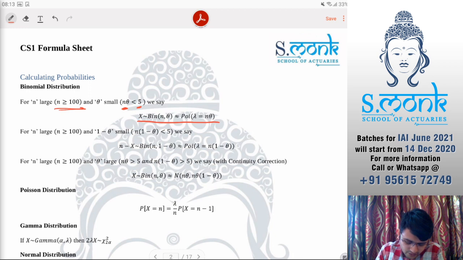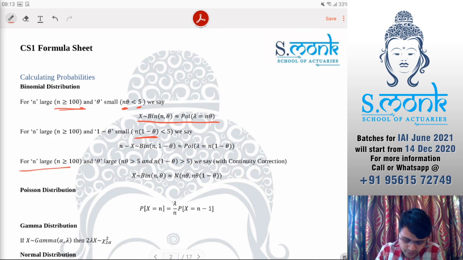Now you can check whether your n(1 minus theta) is also small. Whenever we are taking an approximation into consideration, if our values are symmetric enough, then we will be using normal distribution, that is our CLT. Whereas if it is positively skewed or negatively skewed, we cannot take normal approximation for binomial distribution. So we are going for Poisson approximation.